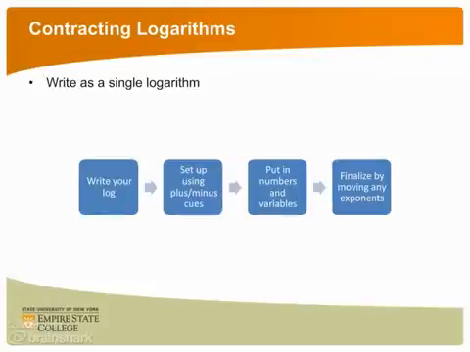The process for contracting logarithms is straightforward. First, write down your logarithm with the appropriate base. Then, use any plus or minus signs as cues for how to set up what you are taking the log of. Next, put in your numbers and variables of which you are taking the logarithm. Finish by moving any exponents into position. Let's look at a few examples.